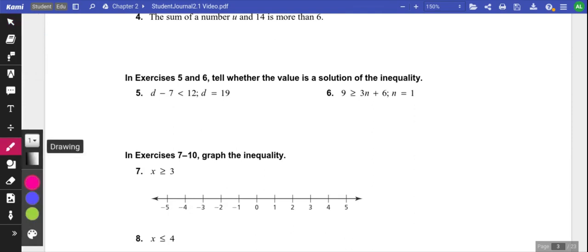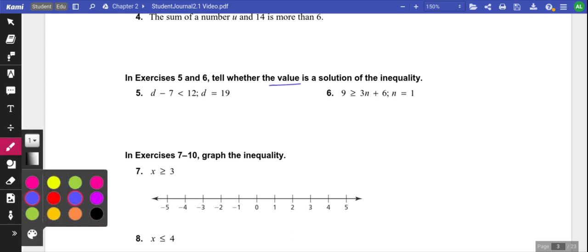All right, but let's go through. Here it's asking us not to find the whole solution set. We'll do that a little bit later in chapter 2. It's asking, is this specific value a solution of your inequality? So plug in that number for your variable and see, is that inequality true?